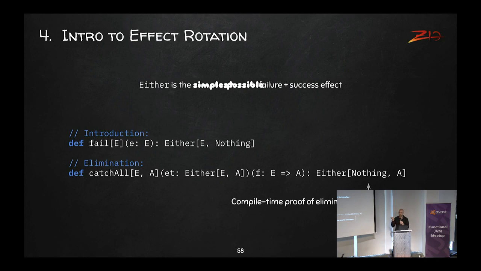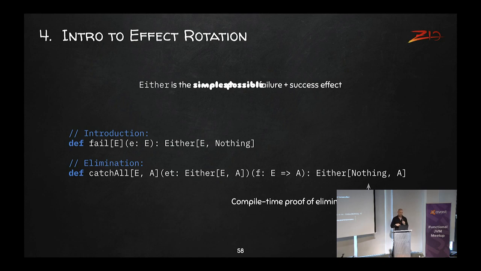That Either Nothing A, we know that's a Right of an A. We know that's a Right of an A because there are no values of type Nothing. There are no values of type Nothing, so there's no way to construct a Left of a Nothing. So we know for a fact that Either of Nothing A is in fact a Right of an A.